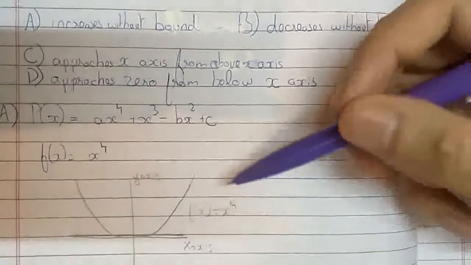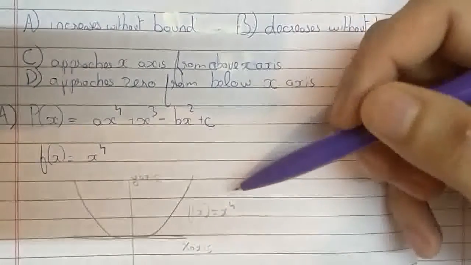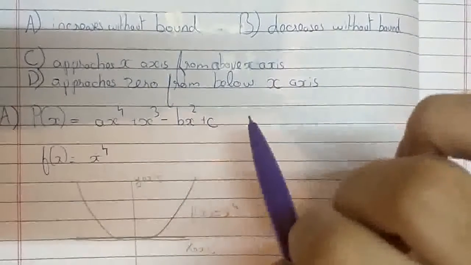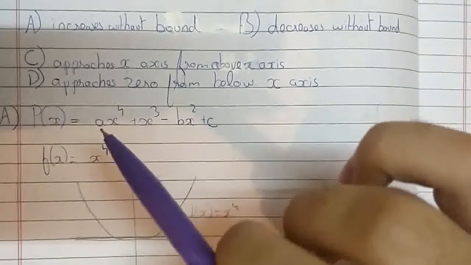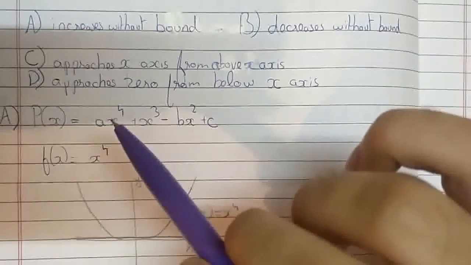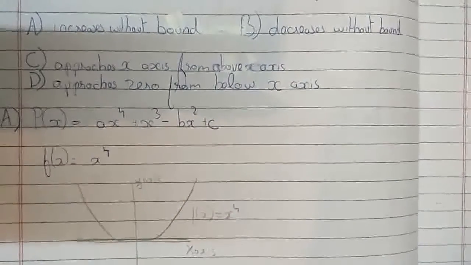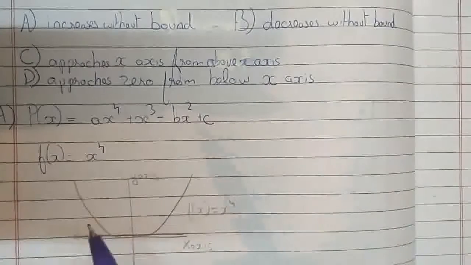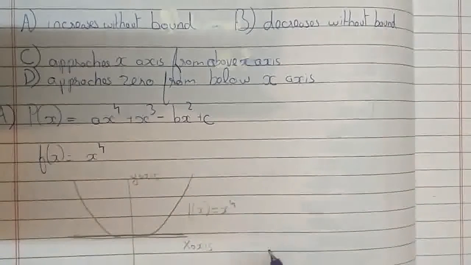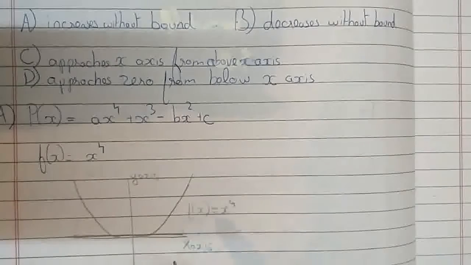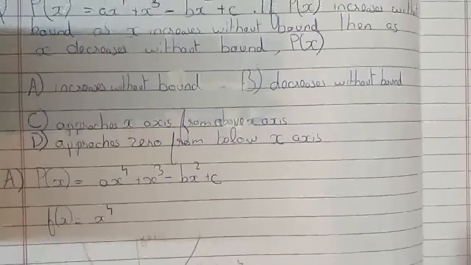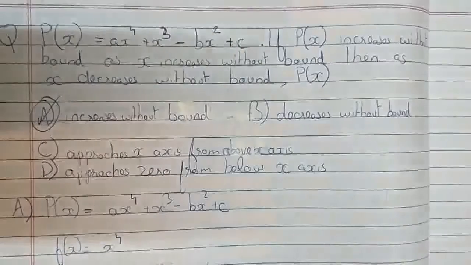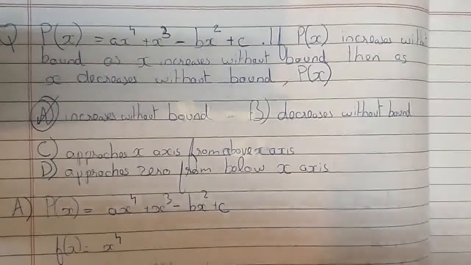Even though this is not a graph of p of x, it is a graph of f of x equal to x to the power 4, which does not include the rest of the terms and the constant, we can still say that looking at this 4th degree polynomial, p of x will act similar to this. So as x decreases without bound, p of x will increase without bound. So this is our option and we will take this answer.